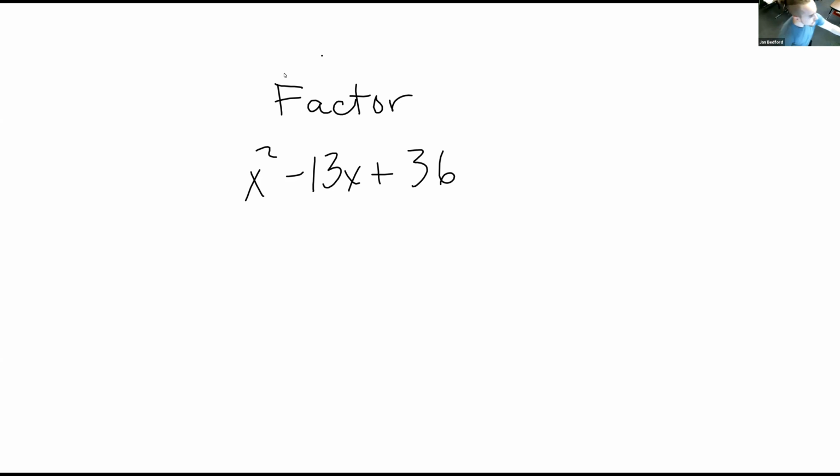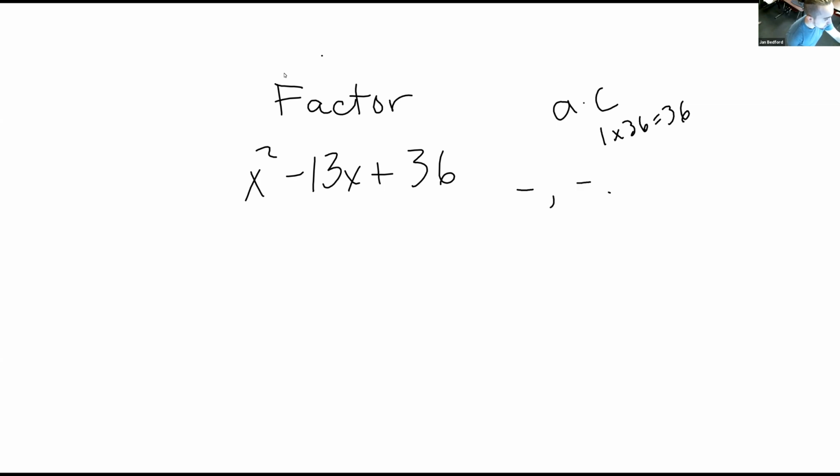You want to write down what A times C is. So A times C is 1 times 36, which is 36. All right. So what does that tell you about your pair of numbers? They're going to do what to give you 36? Hold it. What did we do to get 36? Add or multiply? Multiply. So our numbers are going to have to multiply to give us 36.